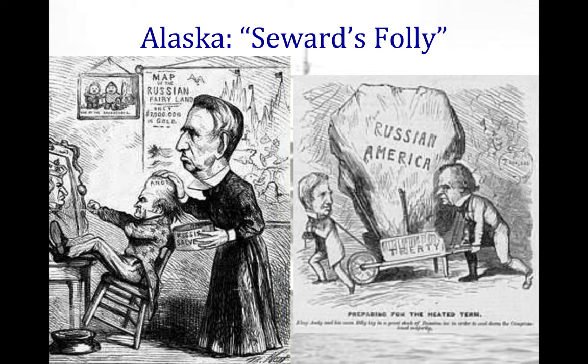So Russia is going to try to find people to buy this territory. And so William Seward is interested in buying Alaska. And so he lobbies Congress to purchase Alaska. And one of the reasons why he justifies this is because Russia actually gave the Union support during the Civil War. So in 1867, Seward's successful, and the U.S. purchases Alaska for $7.2 million.